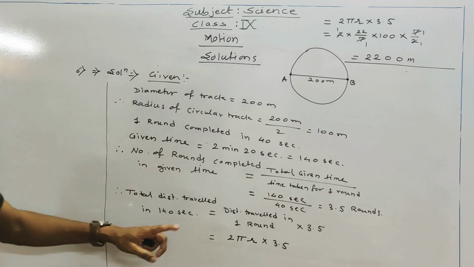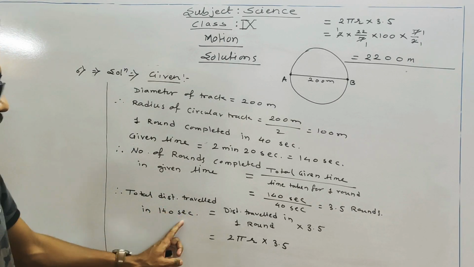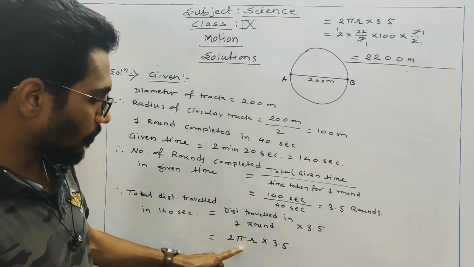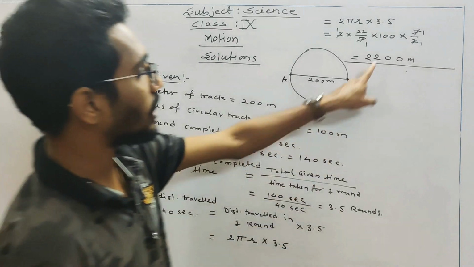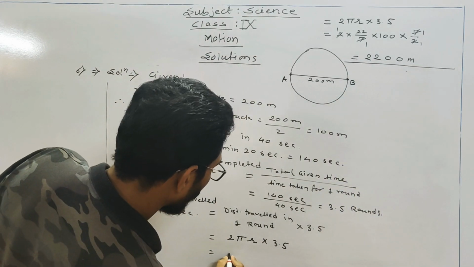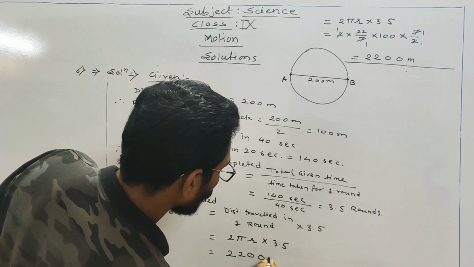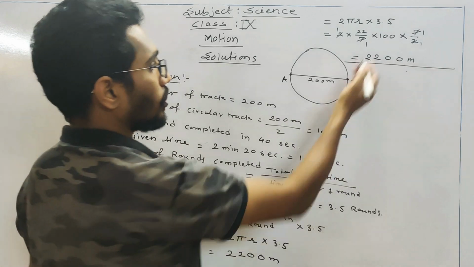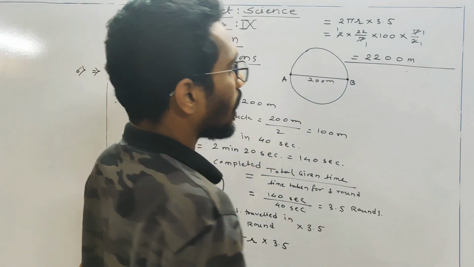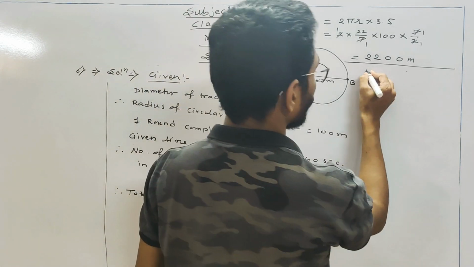What is the distance travelled? Total distance travelled in 140 seconds is nothing but 3.5 rounds. Distance travelled in one round, 2 pi r, multiplied by 3.5, that will be your answer. Total distance travelled is nothing but 2200 meter. So after this you have to write down this, नहीं तो यही पे complete कर दोगे. So that will be your final answer of distance travelled.